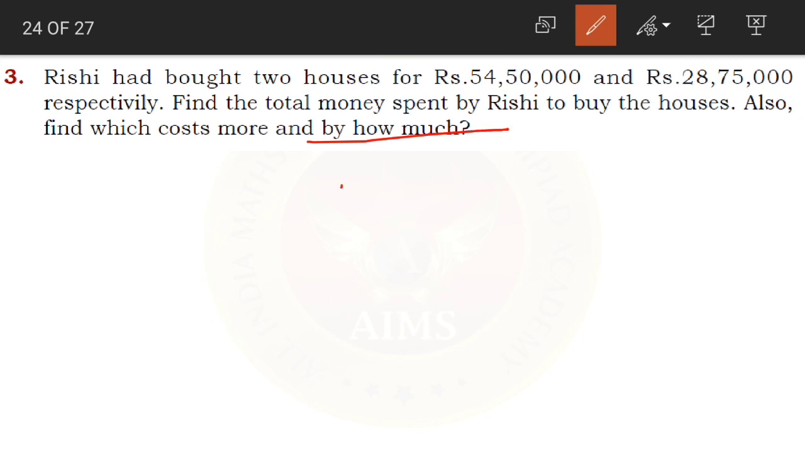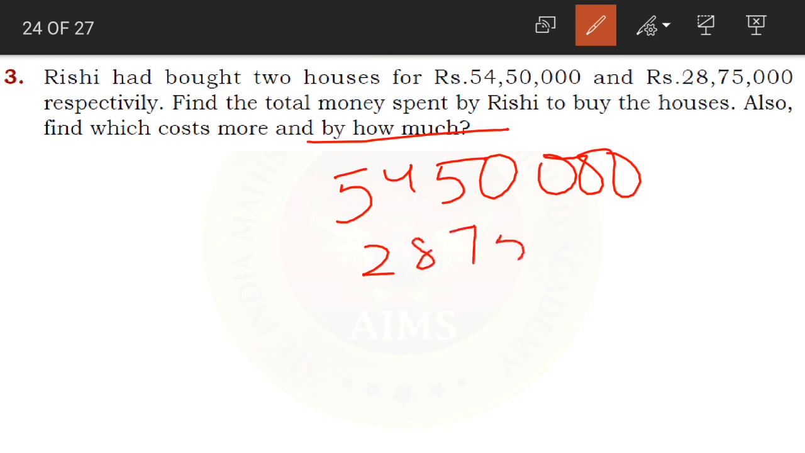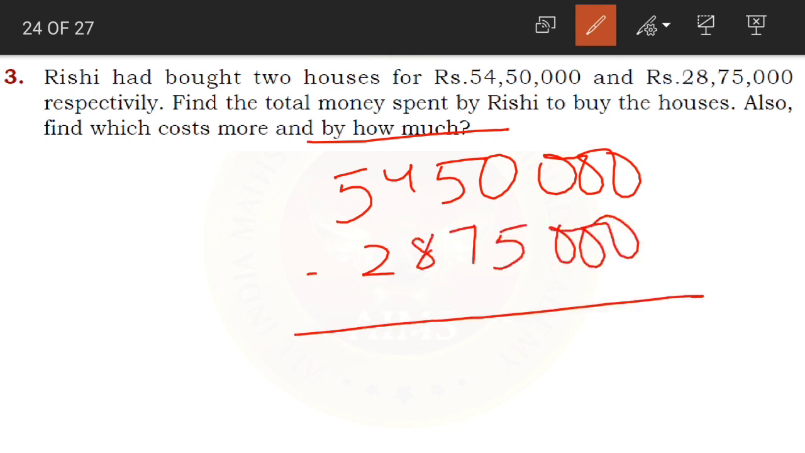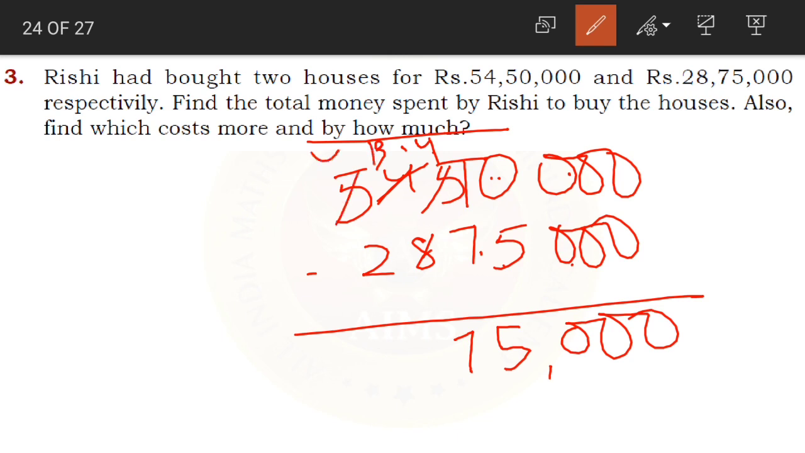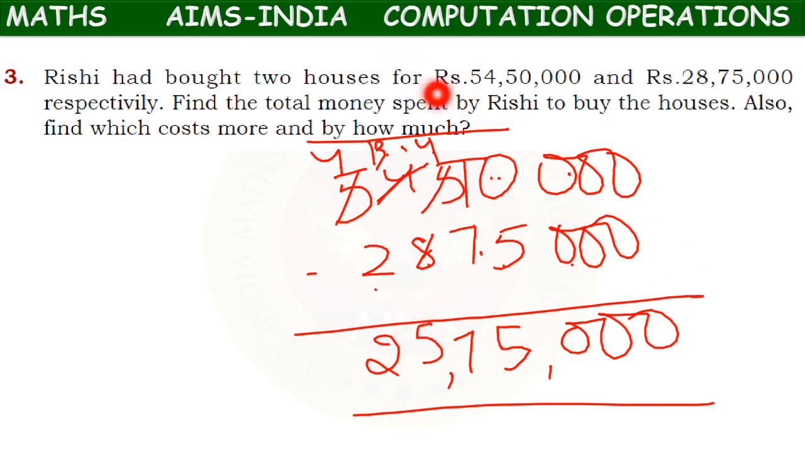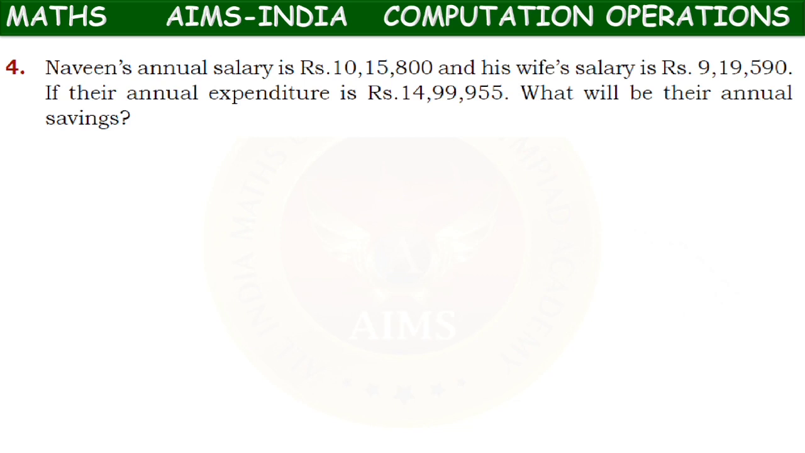Now by how much is it more? How to find out? Very simple. Yes, subtraction, right? We need to subtract. When we subtract these two numbers, we will find out by how much is one house costlier than the other. 0 minus 0, 0. 0 minus 5, that means we need to borrow. 10 minus 5, 5. Again need to borrow here. 14 minus 7, 7. Again need to borrow. 13 minus 8, 5. 4 minus 2 is 2. What is the answer, children? 25 lakh 75,000. This is by how much house 1 is costlier than house 2. I hope this was clear.